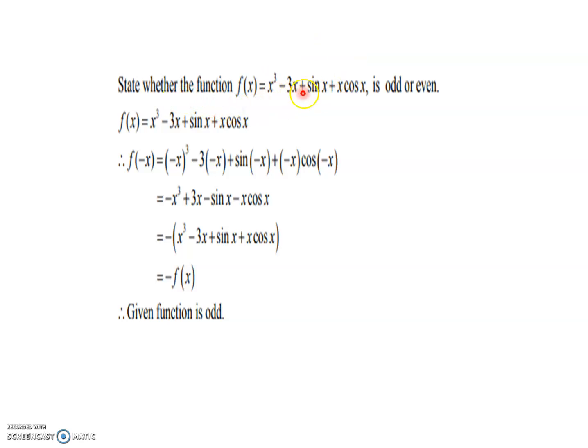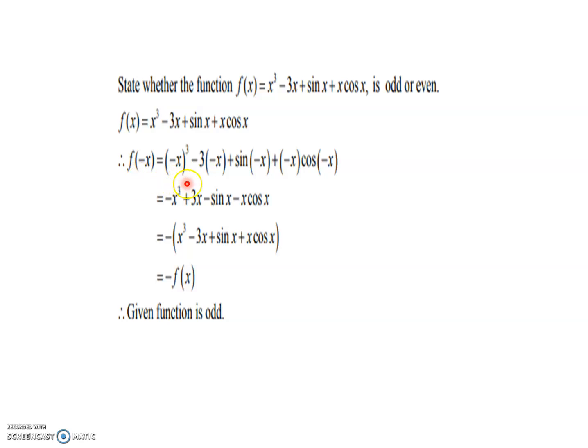State whether the function is even or odd. f(x) = x³ − 3x + sin x + x cos x. Is it odd or even?